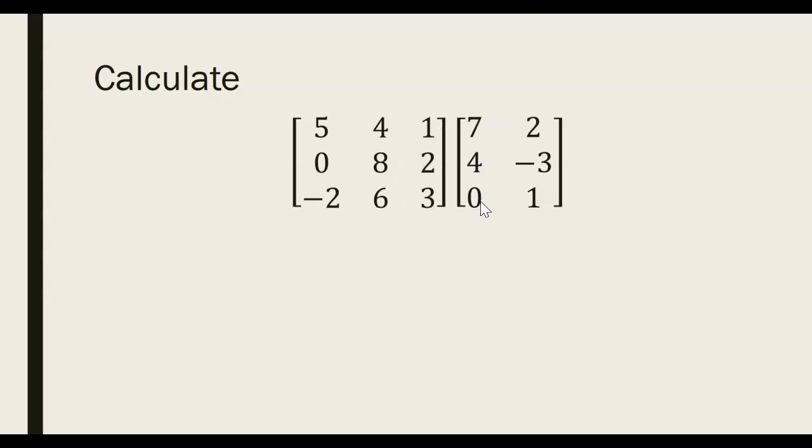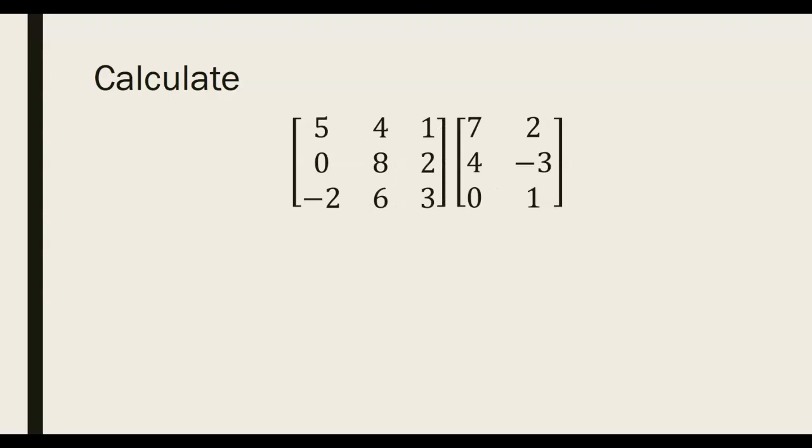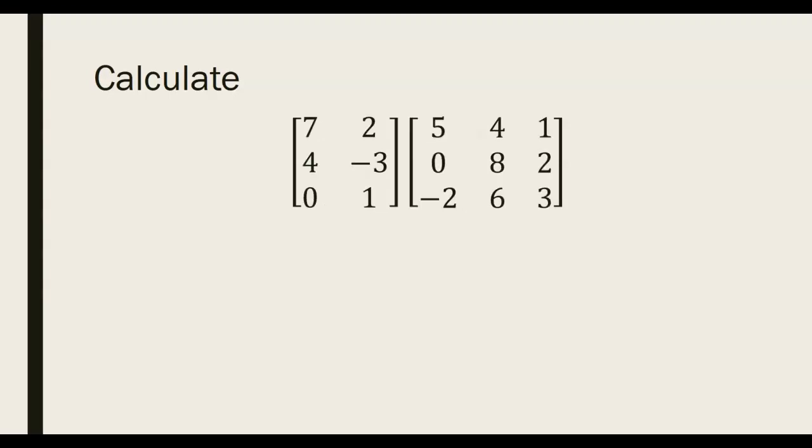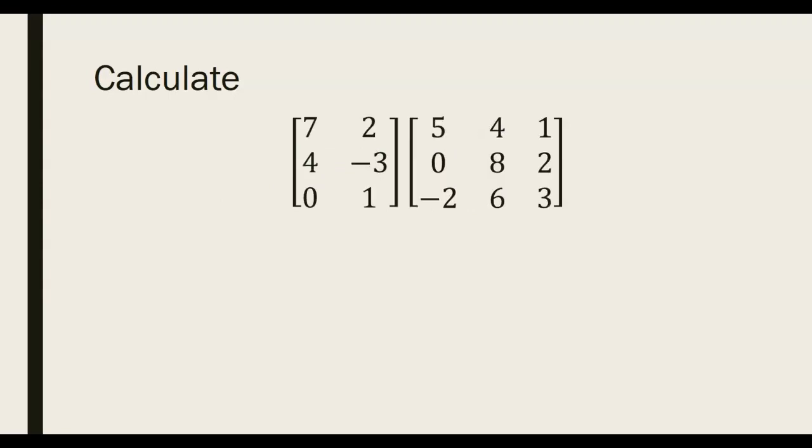So 7, 4, 0, 2, negative 3, 1, that was my matrix B from before. 7, 4, 0, 2, negative 3, 1, that's my matrix A now. Basically I just swapped A's and B's. One way to think about that is that in this case, think about the first matrix as A times B. In the second case, it would be the matrix B times A. So one of them we can multiply because we match up in sizes, but if I reverse the order, all of a sudden I cannot multiply those two matrices.